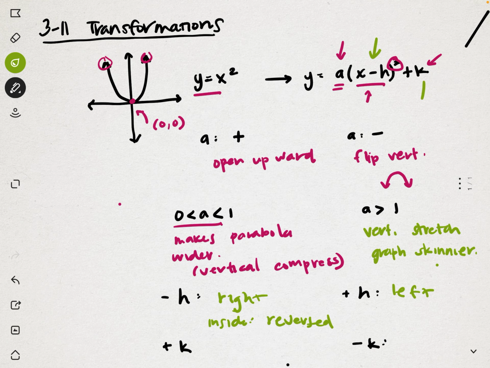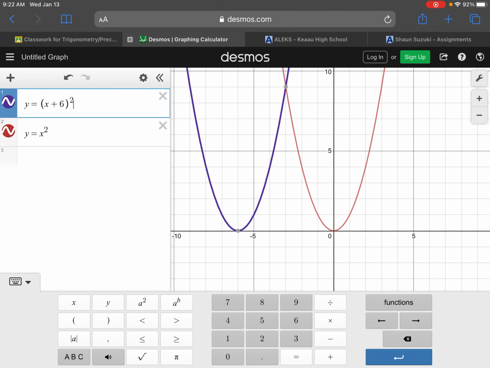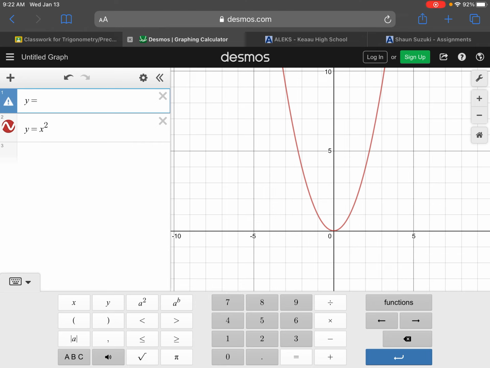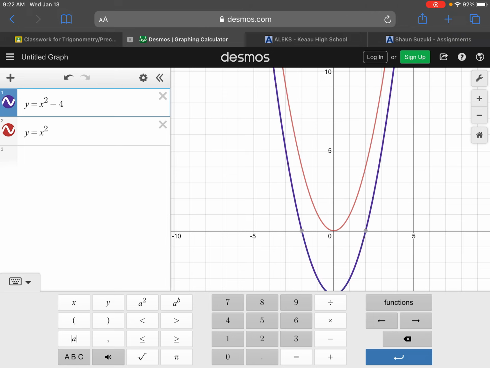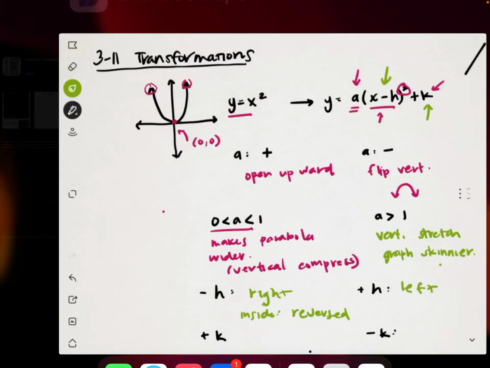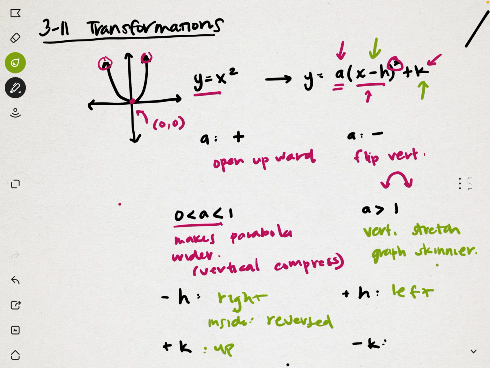Now outside, the k. Let's go back to our parabola here. Let's erase this. Actually, let's just do x squared, and then if we add outside of our function, so this is outside of the squared part, anything plus goes up, anything minus goes down that many units. So plus k is up, minus k is down. If you can remember all these things, these ideas apply to all of the functions that you'll ever see.